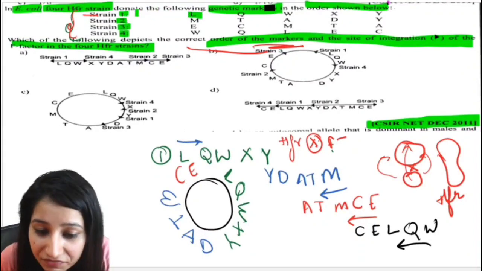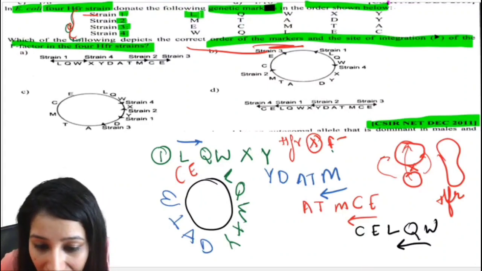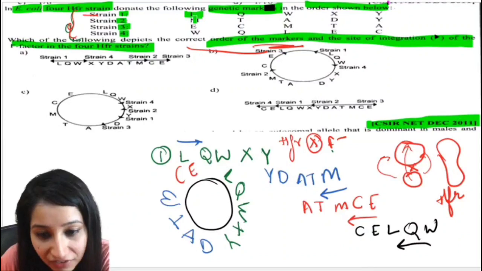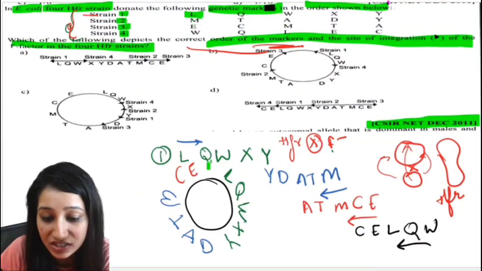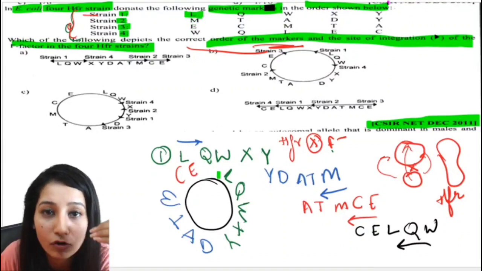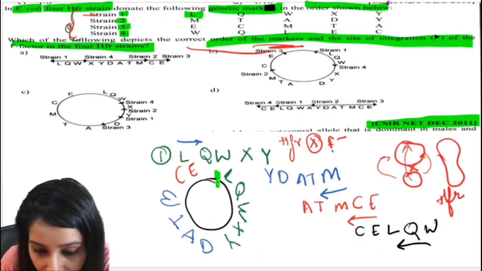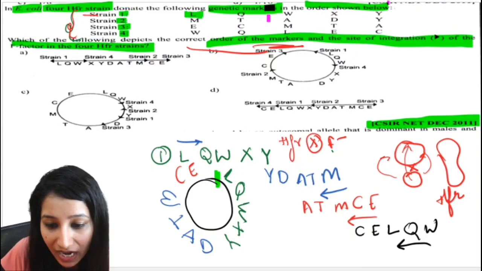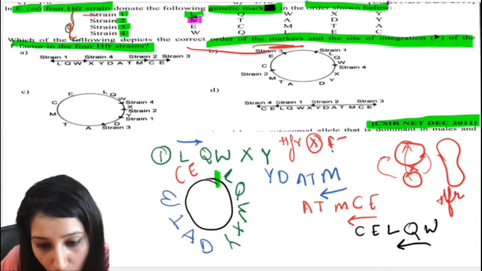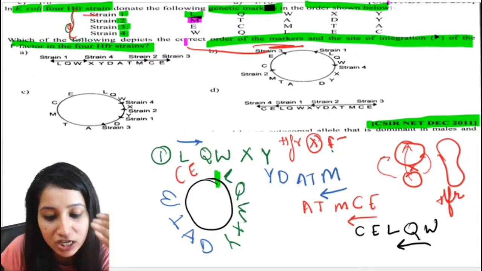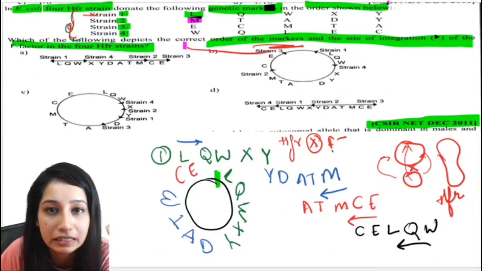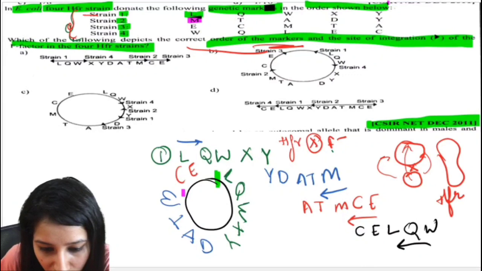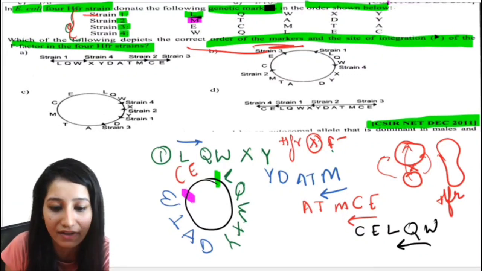Here, if we see in strain 1, the L is going first. If the L is going first, then where will the F factor be attached? The F factor will be attached just before the L. So here will be the F factor attached. After that, in the second strain, what is going first? M is going first. So just before M there will be the F factor attached. So M, T, A, D, Y is the sequence, and here the F factor will be attached.